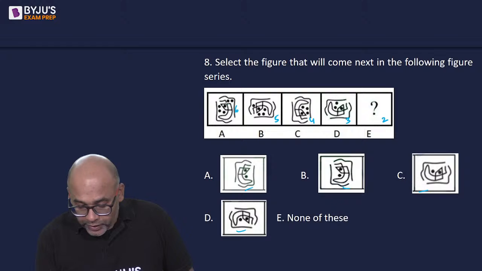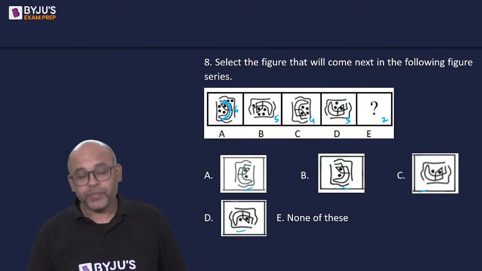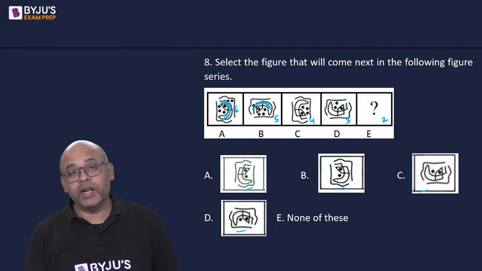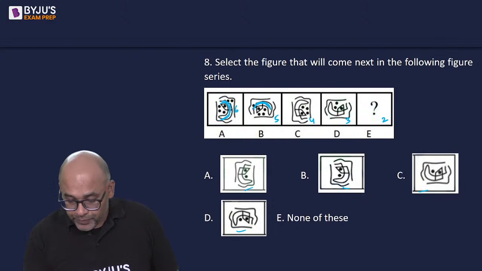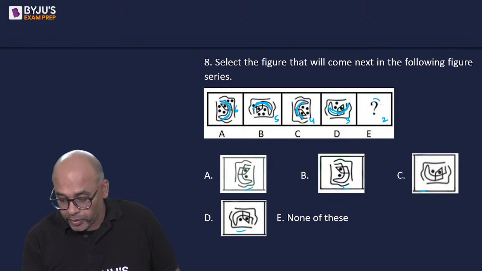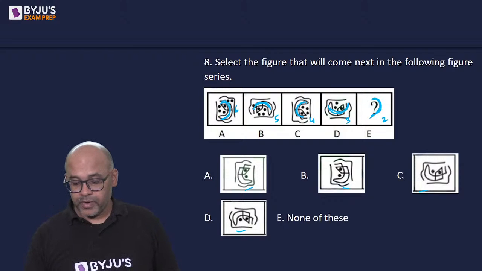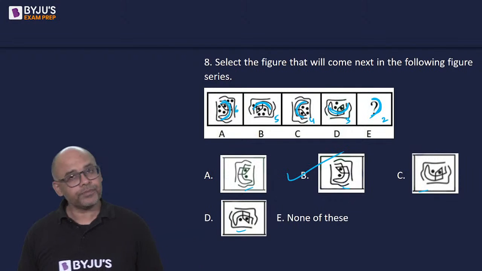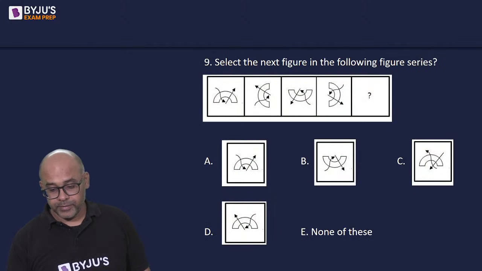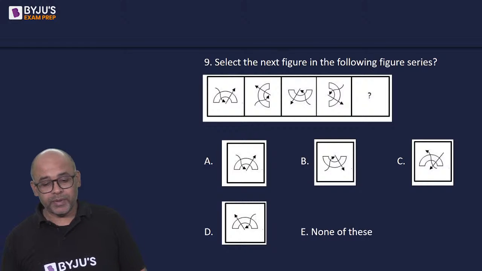Then if you notice, this is in the shape of a crescent moon. It has now turned by 90 degrees. Again it has turned by 90 degrees. It is again turning by 90 degrees in the counterclockwise direction. Therefore my answer should be like this. So that is option B. Very simple, right?